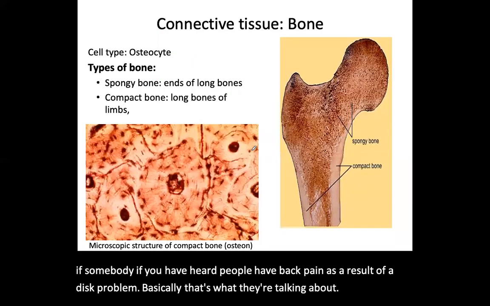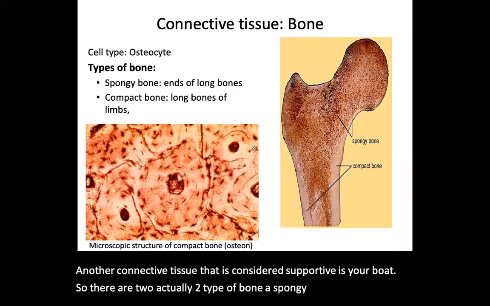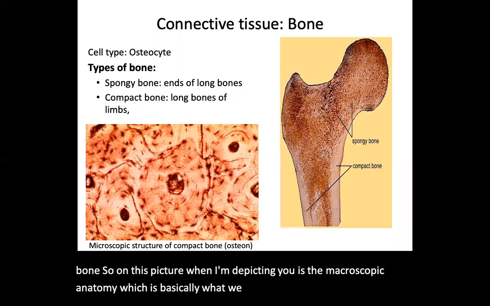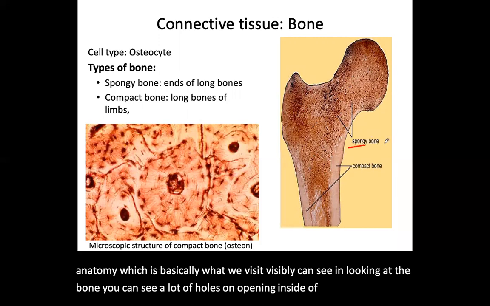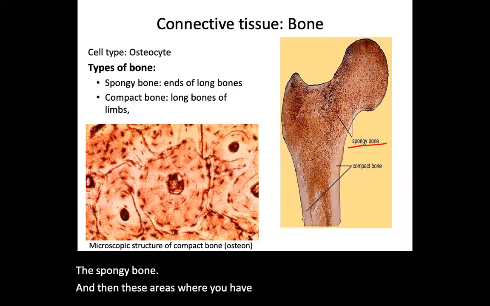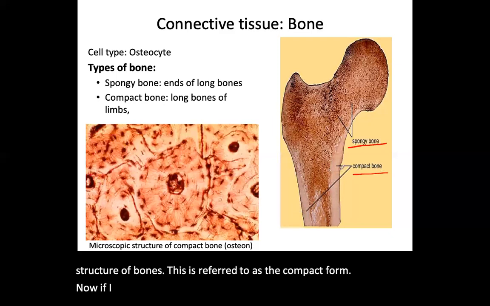Another connective tissue that is considered supportive is your bone. So there are actually two types of bone, a spongy bone and compact bone. In this picture, what I'm depicting is the macroscopic anatomy, which is basically what we can visibly see looking at the bone. You can see a lot of holes and openings inside of this. That makes it the spongy bone. And then these areas where you see this dense, compact structure of bone, this is referred to as the compact bone. Now, if I take a slice of the compact bone and put it under the microscope, this is what it looks like.